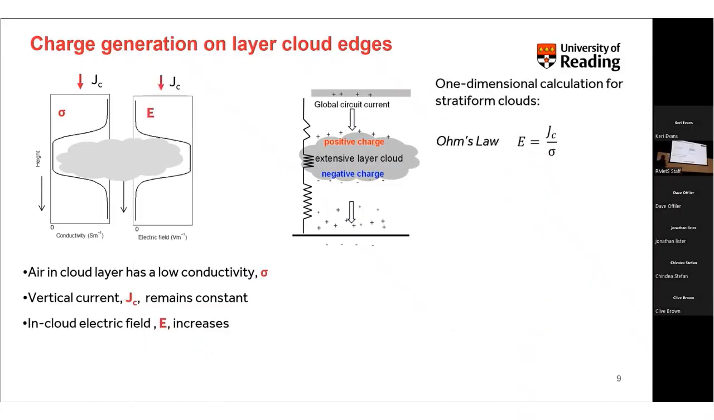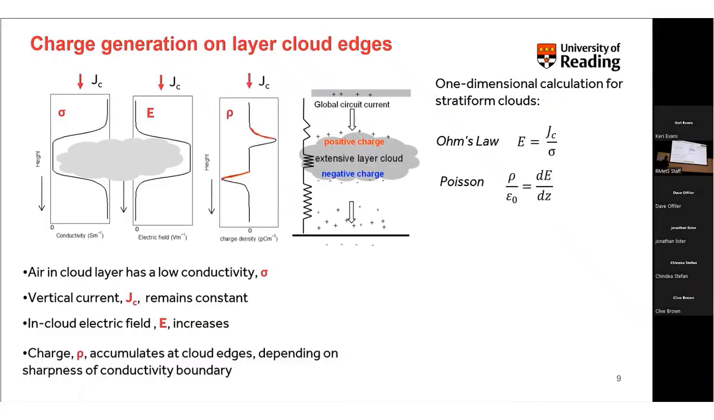If we go to Ohm's law, which if you remember back to your school days, you probably did this in the form of V equals IR. It's basically the same equation, just written in a different way. And that says if you have a current, so in this case, JC, it's flowing through the cloud, and you have a conductivity or resistance, basically the inverse, then the conductivity and the electric field are inversely related if the current stays the same. So because we have a conductivity decrease, we must have an electric field increase in the cloud.